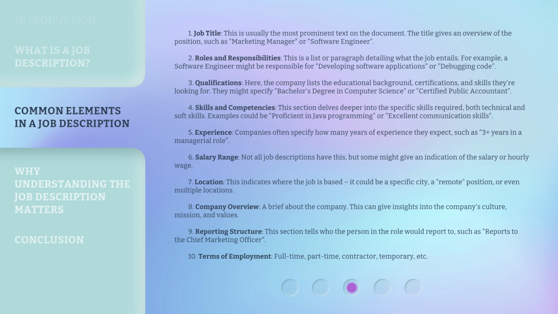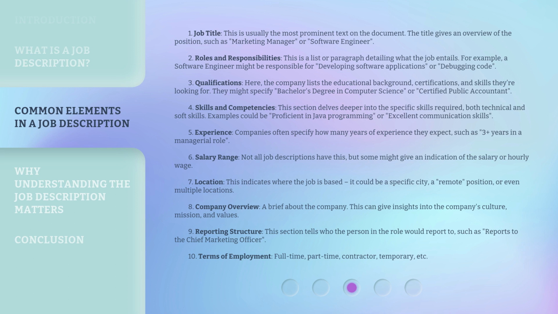3. Qualifications. Here, the company lists the educational background, certifications, and skills they're looking for. They might specify bachelor's degree in computer science or certified public accountant. 4. Skills and competencies. This section delves deeper into the specific skills required, both technical and soft skills. Examples could be proficient in Java programming or excellent communication skills.